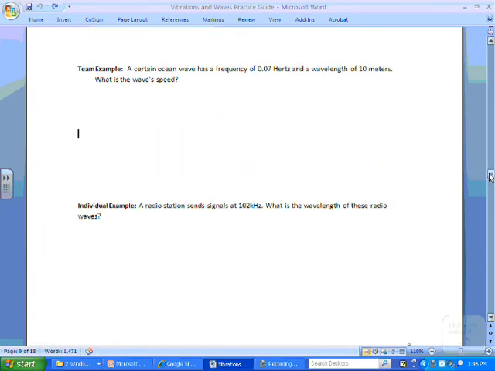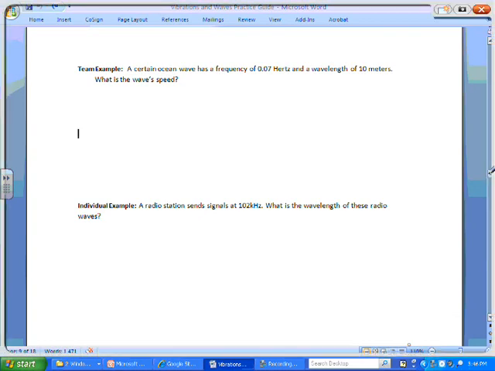This next example says that an ocean wave has a frequency of 0.07 hertz and a wavelength of 10 meters. And they want to know what is the speed of that wave.